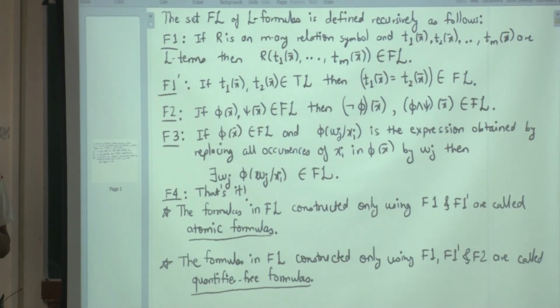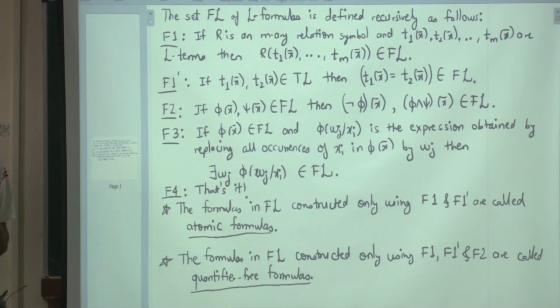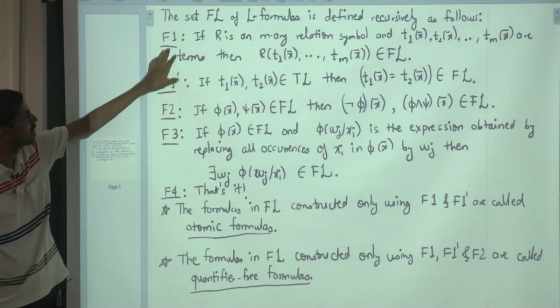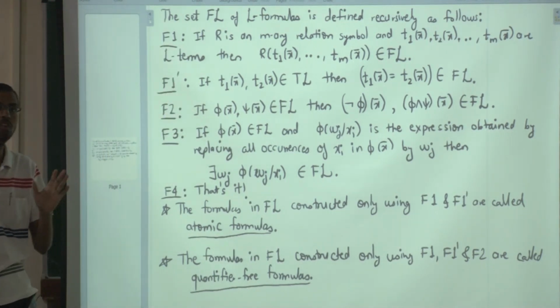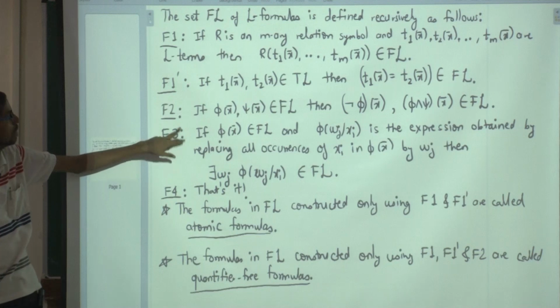So, F1 prime: we treat the only binary relation symbol in the meta language, namely the equality symbol, specially. If t1, t2 are terms, then t1 equal to t2 is a formula. Ideally it should be considered over here, but equality is always interpreted as the diagonal relation. That is why we do not want to mix these two things up.